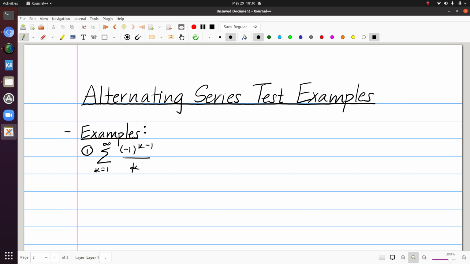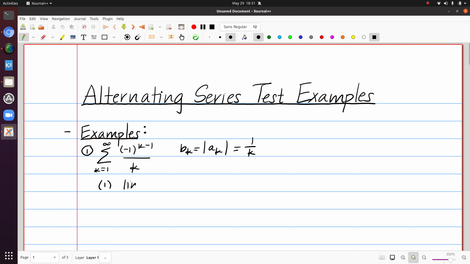One thing that's nice about the alternating series test is it's typically pretty clear when you want to use it. It's when you have an alternating series. And so here I see that I have an alternating series, and I need to check two things. In this case, the b sub k that our theorem talks about, remember we said b sub k is always just the absolute value of your term. So in this case, it's just going to be 1 over k.